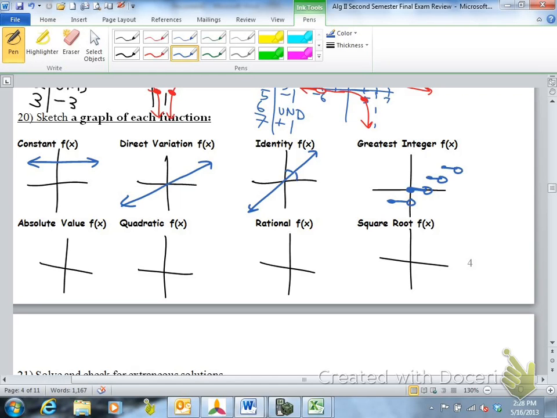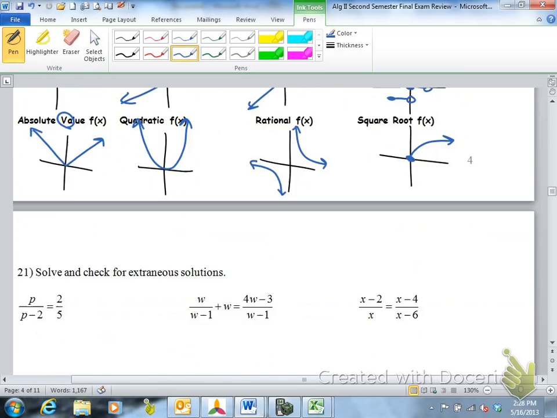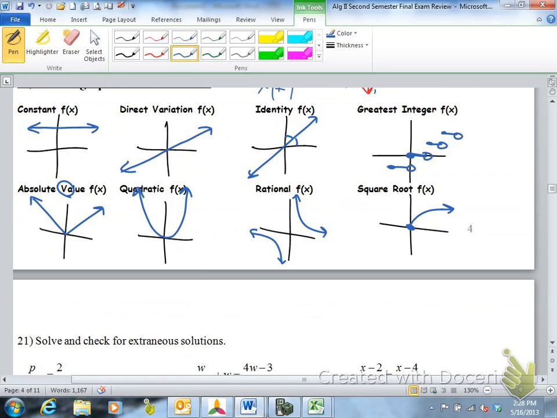And absolute value looks like what? It looks like a V. Quadratic function looks like what? A U. Rational function, or the type that we were just drawing, is an example of a rational function. Square root function looks like a parabola on its side. So those are some vocabulary terms that you should know. If I asked you those, you should know how to sketch those.